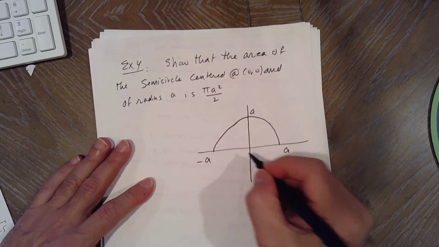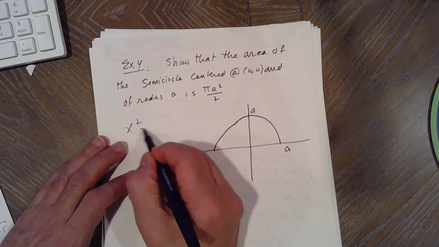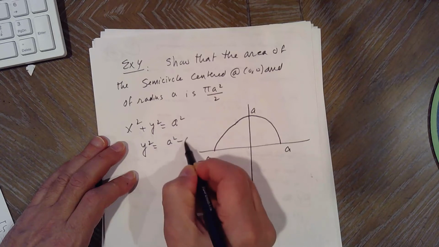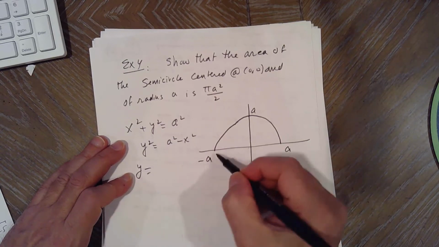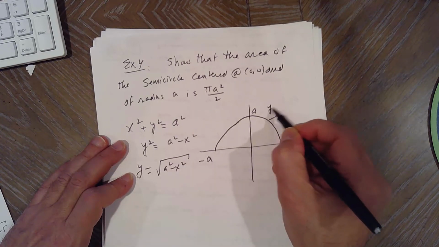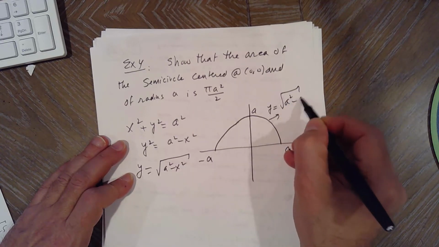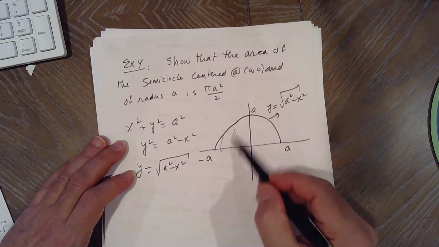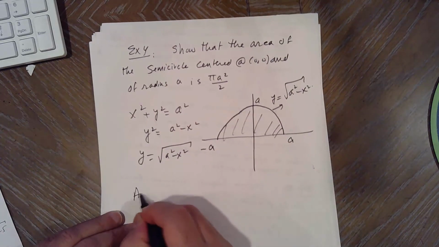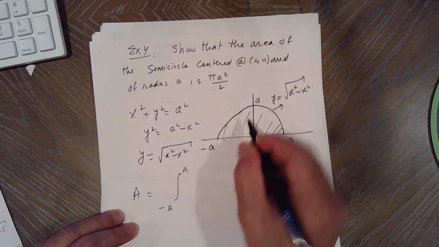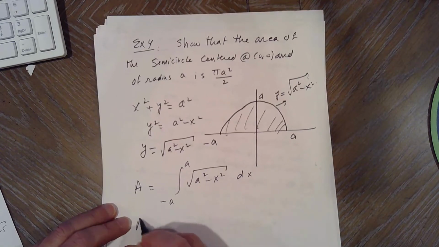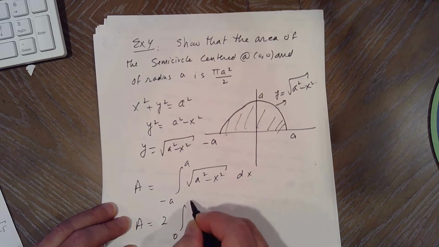So remember, the equation of a circle is x squared plus y squared equals r squared. So y squared equals a squared minus x squared. Plus or minus, but we only have the positive. So this is the graph. This is the equation, square root of a squared minus x squared. And we want the area. So the area is the integral from negative a to a of this function dx, which we can, for simplicity, make 2 times the integral from 0 to a.